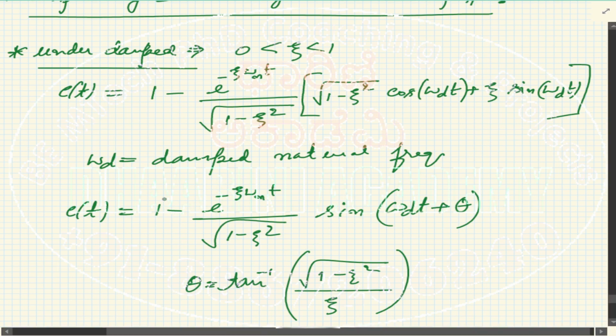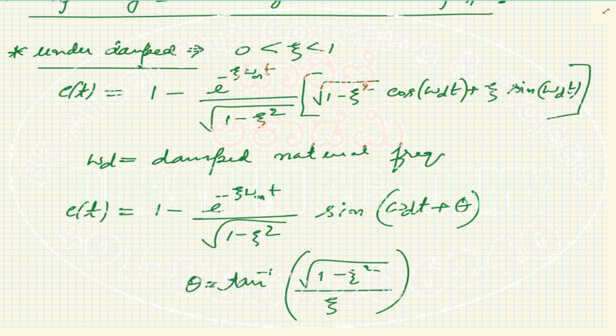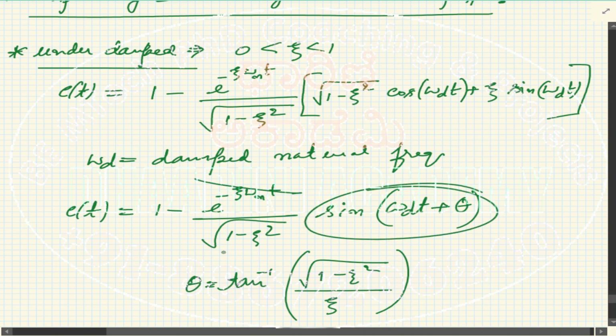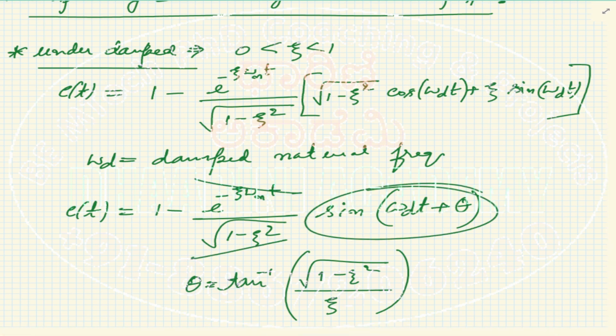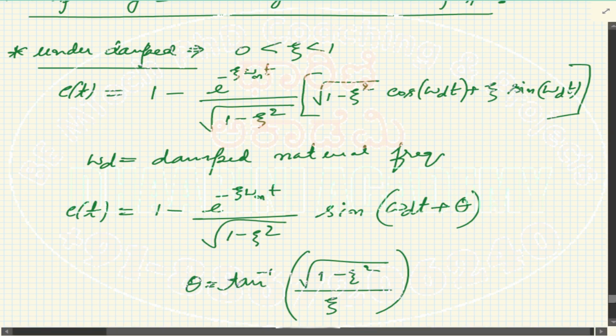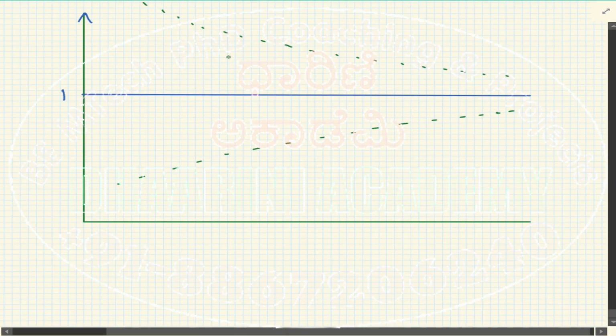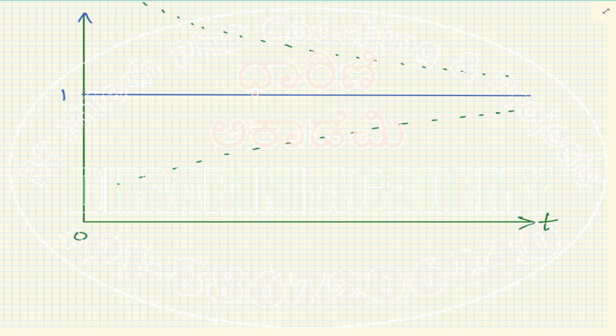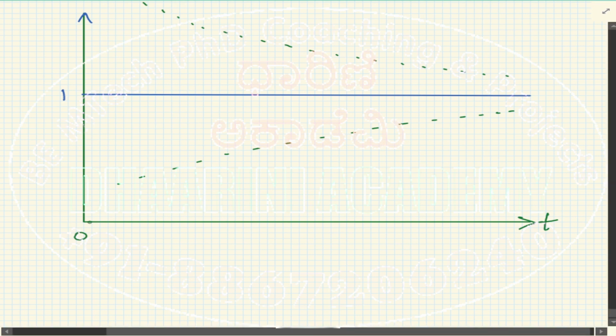So my final answer is 1, and before that I have a sine function controlled by e to the power minus zeta omega n into t. It's a sine wave, but there is a boundary controlled by e to the power minus zeta omega n t. Put t equal to 0, this is highest, correct? E to the power 0 is 1. So at t equal to 0, the signal starts from 0, because 1 minus 1 is 0, so your signal actually starts from here.